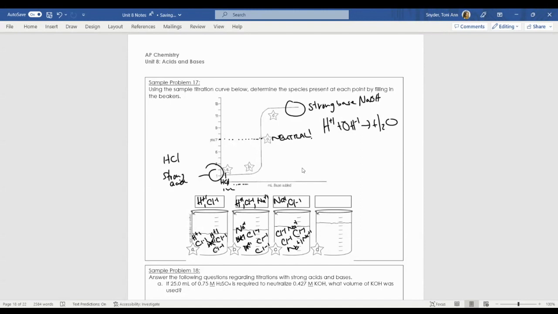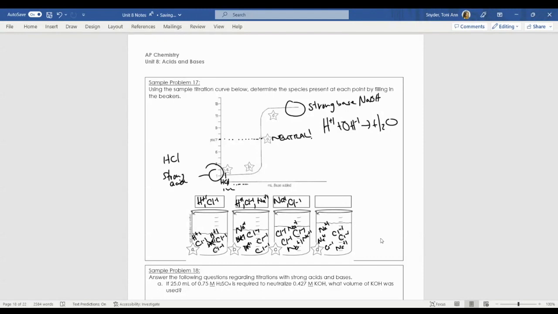Once I get to D, D is where I have a lot more base than I have acid, and we know that because my pH is very high in this case. If I just keep adding more base, once I get past the equivalence point, I'm still going to have all of these spectators. So I still have a sodium, another sodium, here's another sodium. I still have my 3 chlorides present.